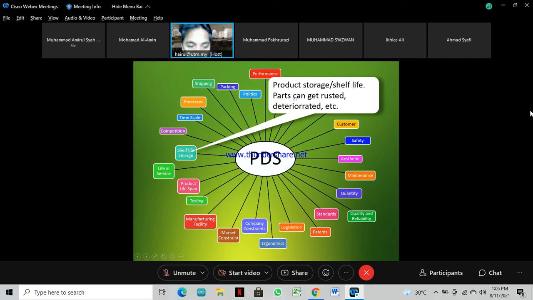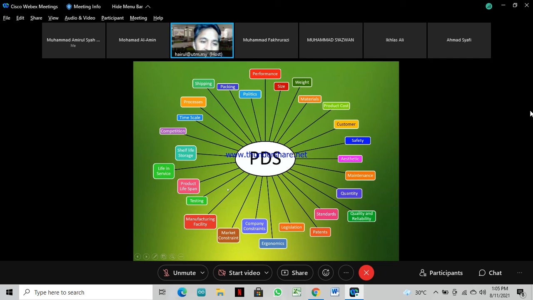Ini I'm talking guy, ini about the real thing. That's why banyak template dia. Then I just explain to guy, make sure you understand. Tapi your guy, you tak ada lah.